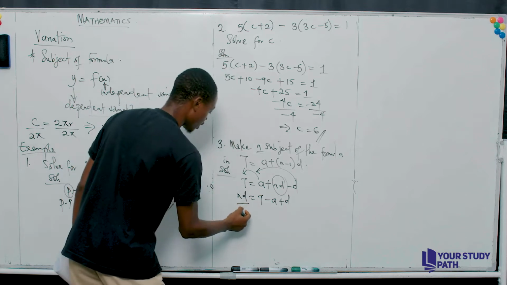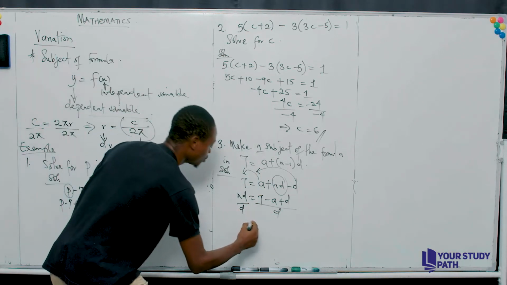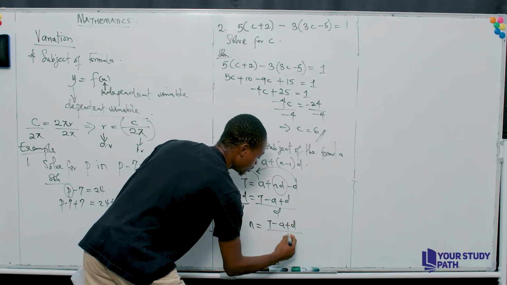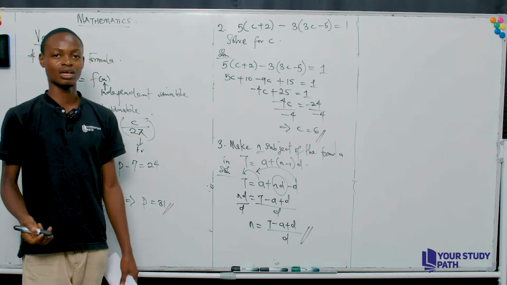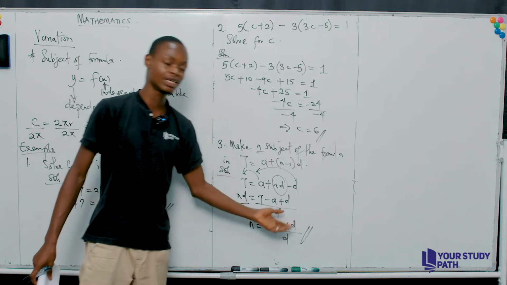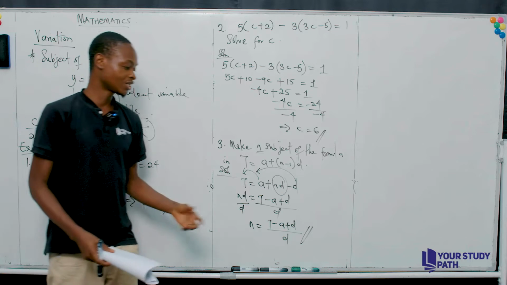Next, we divide all through by d, because our focus is to get n alone. So n will now be equal to (t - a + d) divided by d. So we have made n the subject of the formula. Of course, if we had values take the place of t, a, and d, then n will obviously evaluate into a value. But it doesn't always happen like that.